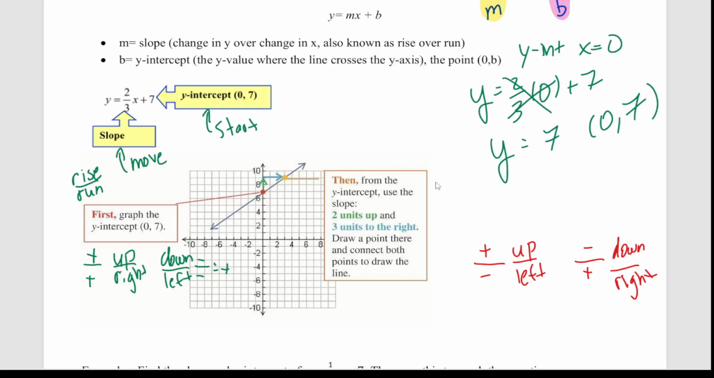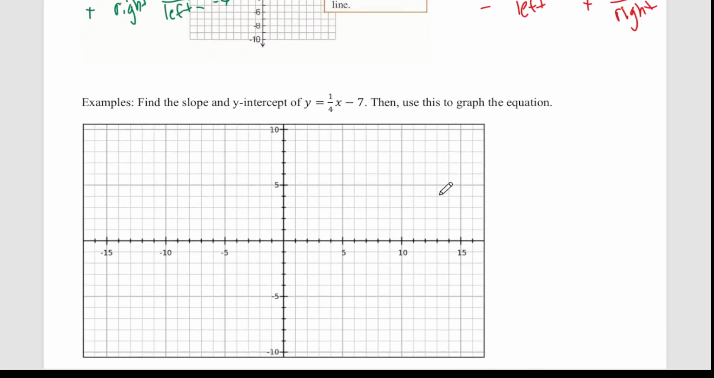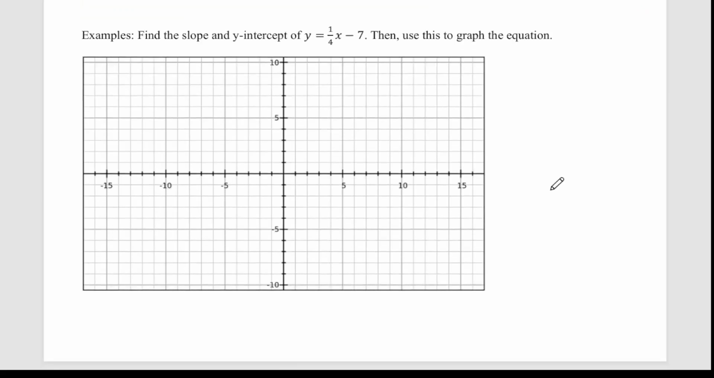Either way, you want to start at your y-intercept and then move according to your slope to find a couple other points. So let's go ahead and try that with this next example. So first things first, go ahead and pause your video and see if you can identify the slope and y-intercept, and then see if you can graph the equation. Well, here our slope is the number again attached to x, so it would be 1/4, and our y-intercept is the point 0, negative 7.